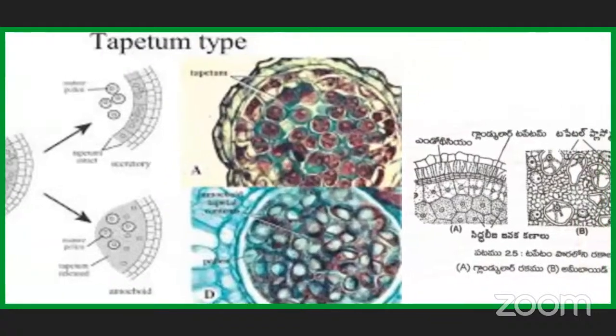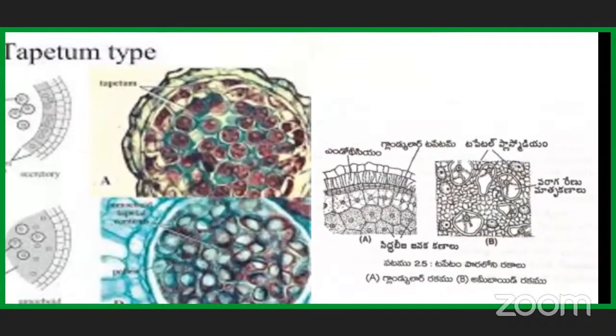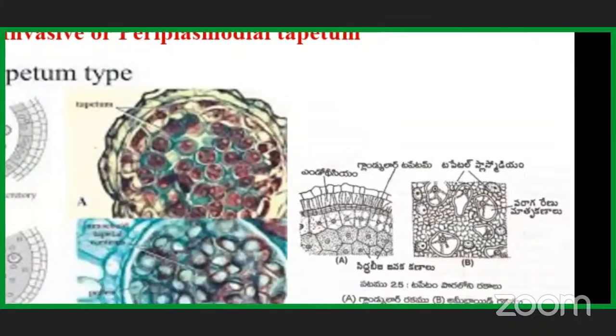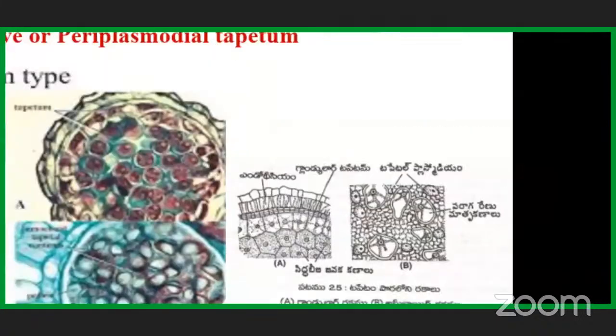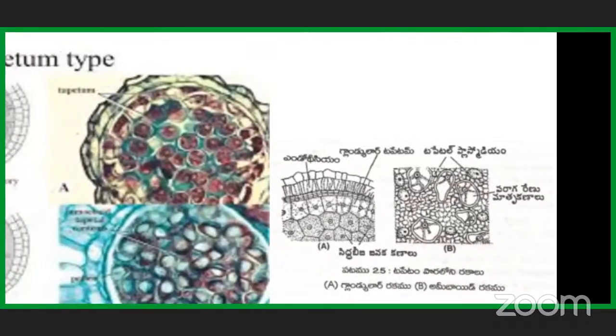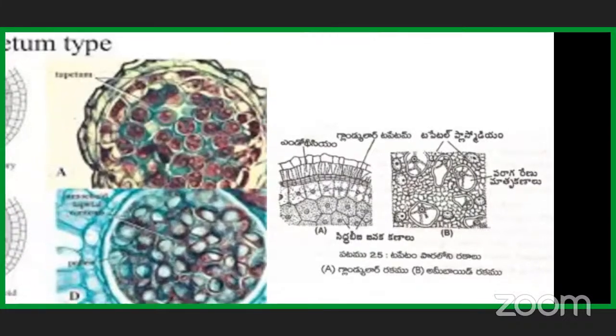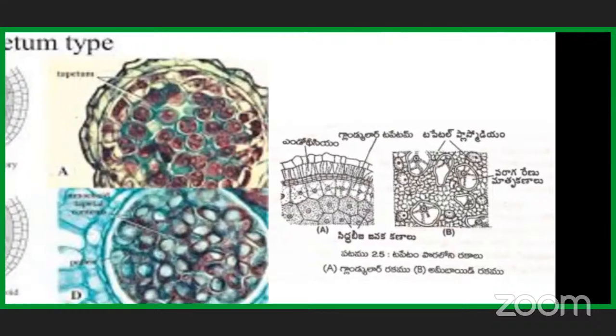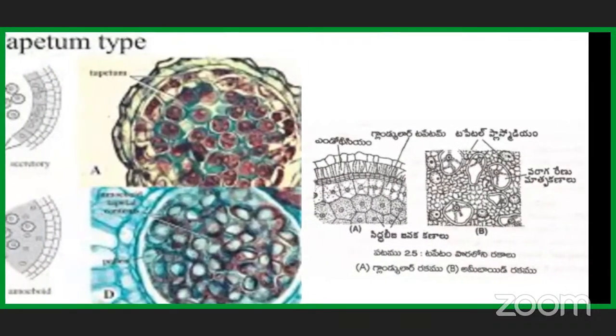Here you can see the two types of tapetum. That is very, very important. What is the tapetum? What are the functions of the tapetum? And the types of the tapetum. You see how the two differ. Glandular tapetum and amoeboid tapetum. In the glandular tapetum, the endothecium and middle layers are all in a specific row.